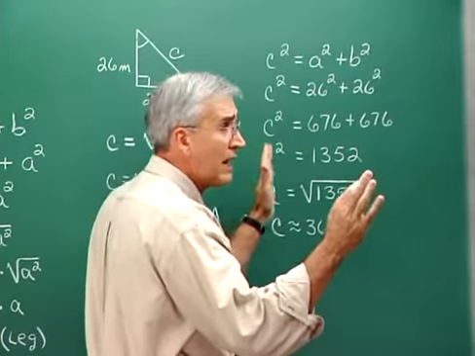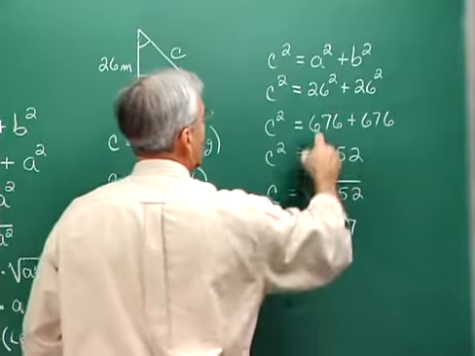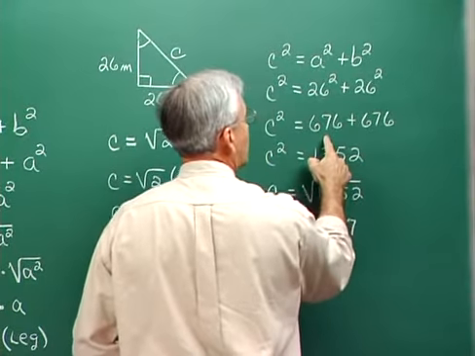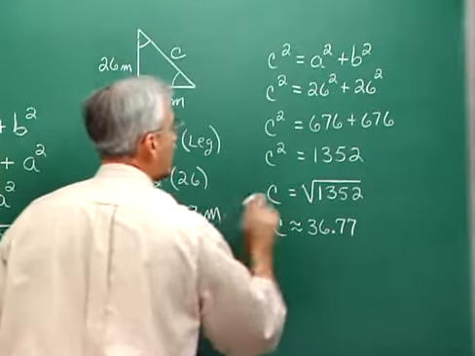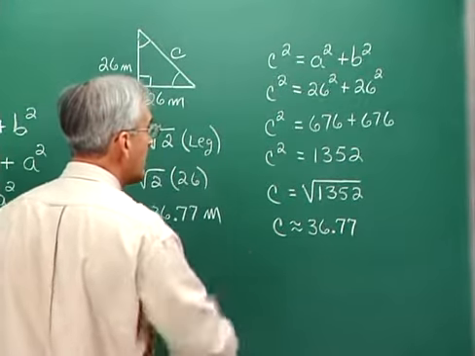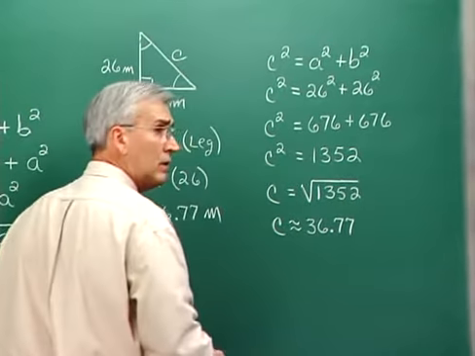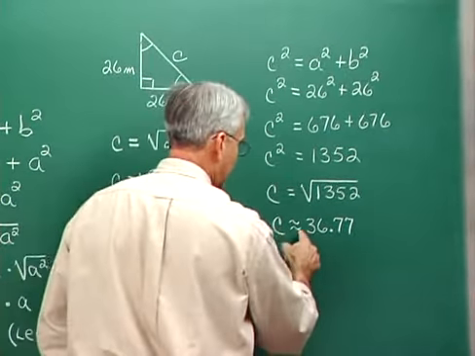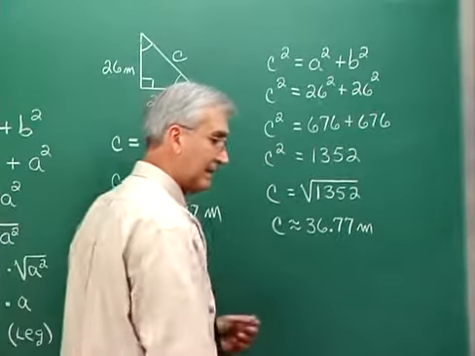A and B are the same, no big deal. A is 26, B is also 26. Squaring 26, we get 676, and this is 676 as well. Collecting these two, we get 1,352. If C squared is equal to this number, then C must be the square root of that number. Using the calculator, we find C to be approximately 36.77 meters, as expected.